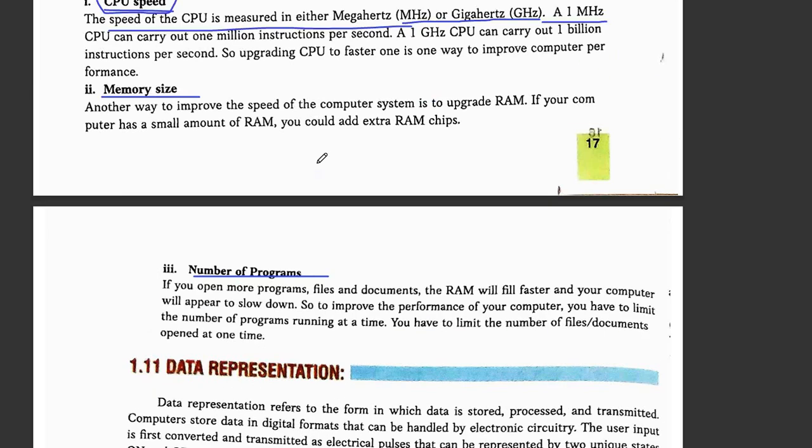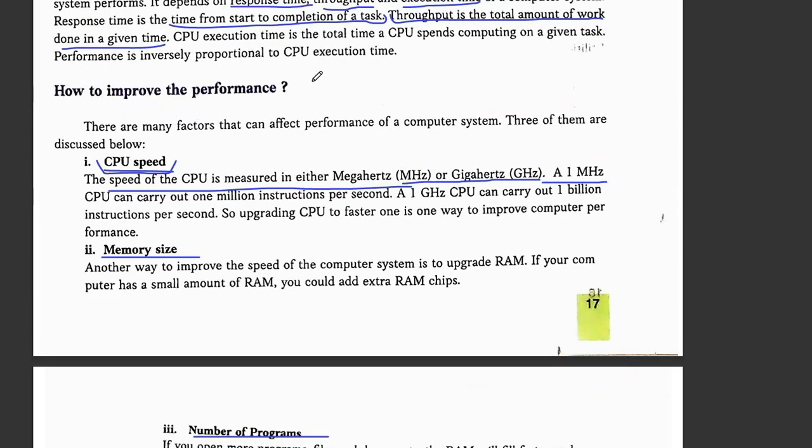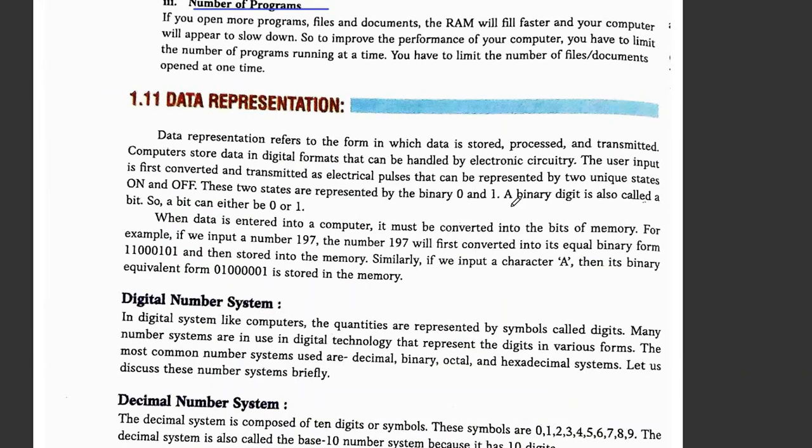So the number of programs also affects the speed of the computer, or it is a factor that affects the performance of the computer, right?